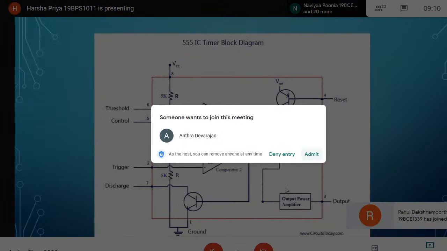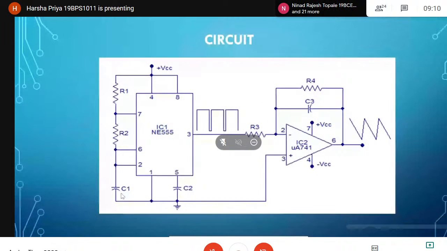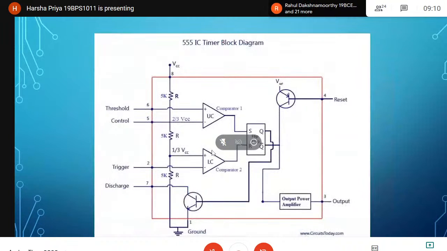Now the capacitor C1 will start discharging through R2 into pin 7 of the IC, and when the voltage across C1 is less than 1/3 of the VCC, the lower comparator inside this will again swing to positive saturation, and this again triggers the internal flip-flop. As a result, the output at pin 3 will go high.